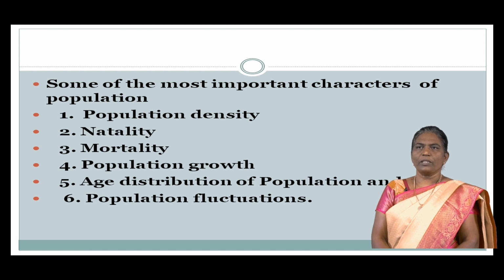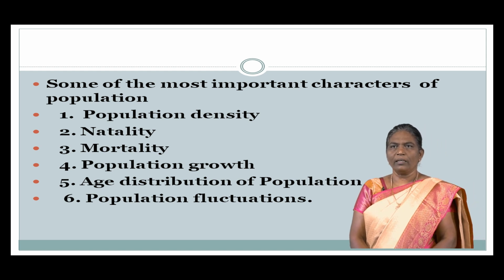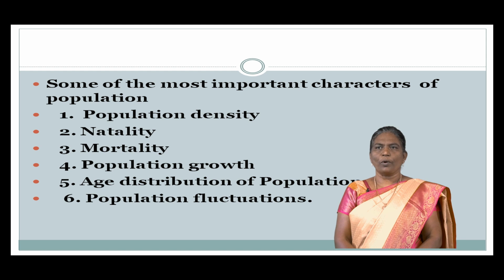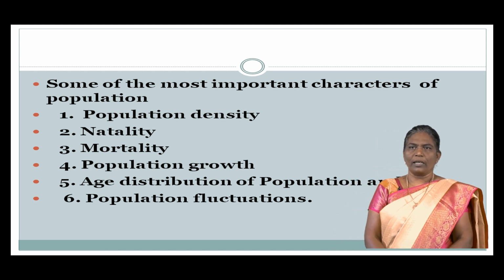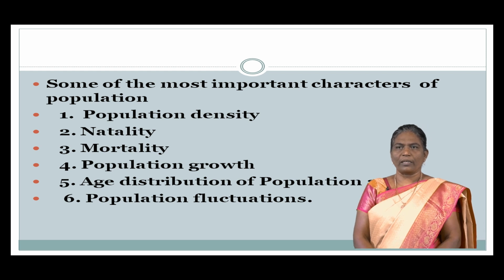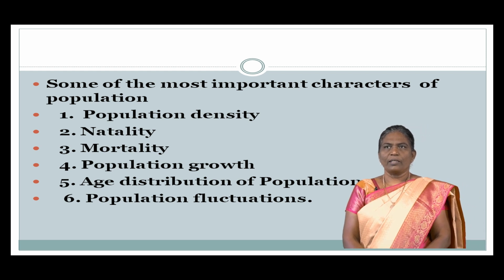Let us see some of the important characters of population. Number 1, population density. 2, natality. 3, mortality. 4, population growth. Number 5, age distribution of population, and the last one is population fluctuations. Let us see one by one.